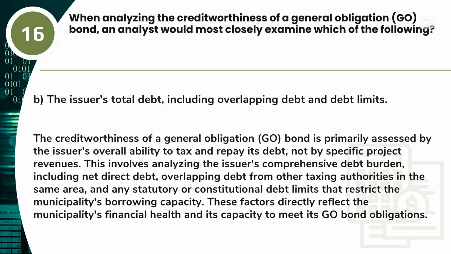Answer, B. The issuer's total debt, including overlapping debt and debt limits. The creditworthiness of a general obligation, GO, bond is primarily assessed by the issuer's overall ability to tax and repay its debt, not by specific project revenues.